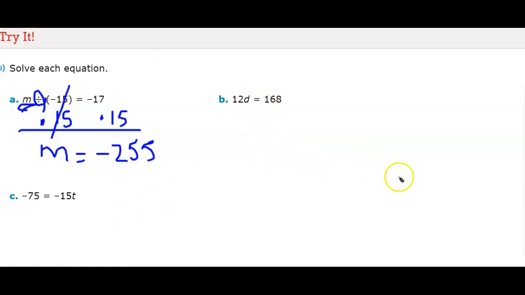And that's it. So you're going to do the same thing on B and D, which is solve each equation. I'm going to give you time to do that on your own.